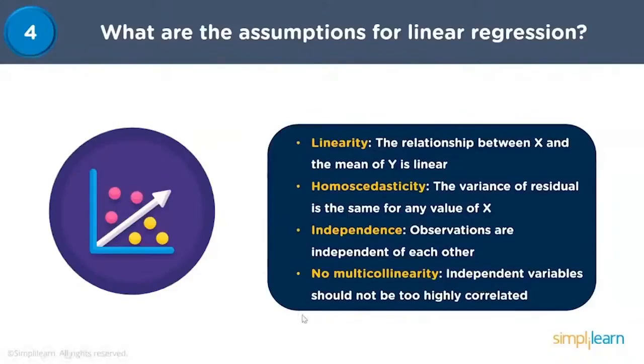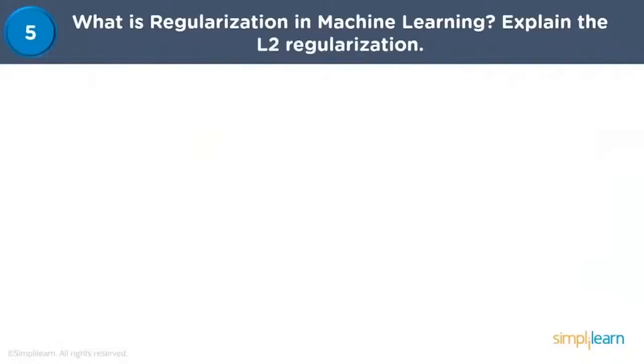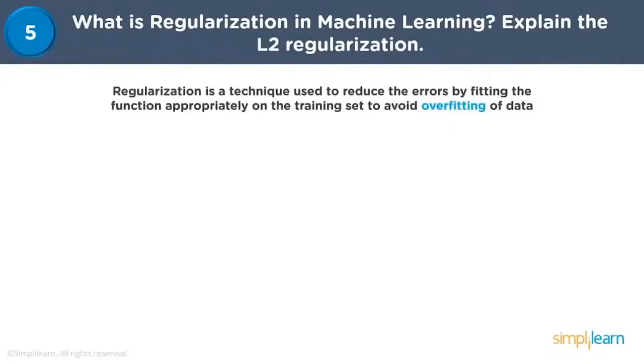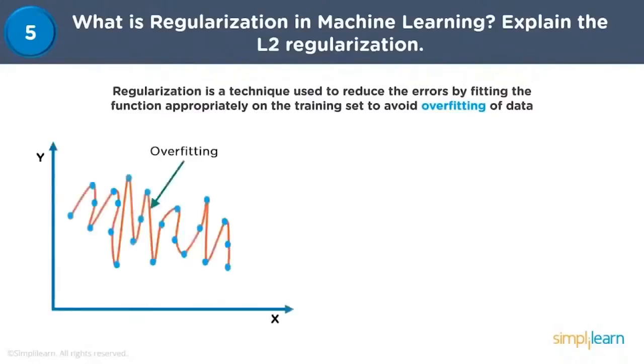Now moving to our fifth question in our list of interview questions. The question is, what is regularization in machine learning? Explain L2 regularization. Regularization is a machine learning technique that is used to reduce the errors by fitting the function appropriately on the training set in order to avoid overfitting of data. Overfitting happens when a model learns the detail and noise in the training data to the extent that it negatively impacts the performance of the model on new data.